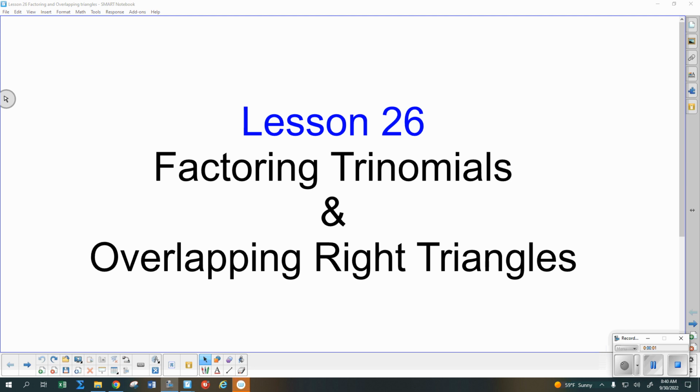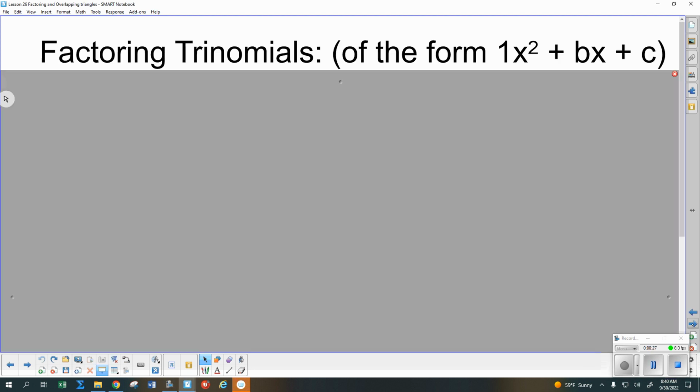So today we continue to review factoring. We'll still pull out some GCFs, and then we'll be looking at ones that start with 1x squared and how we factor those. And we'll do some more with overlapping triangles, but this time we'll just focus on if those overlapping triangles happen to also be right triangles. Just an extra trick that we have in our toolbox to be able to solve those.